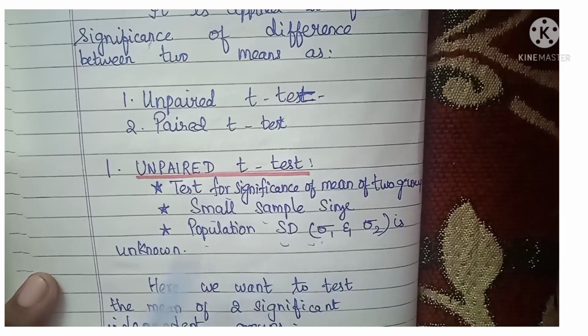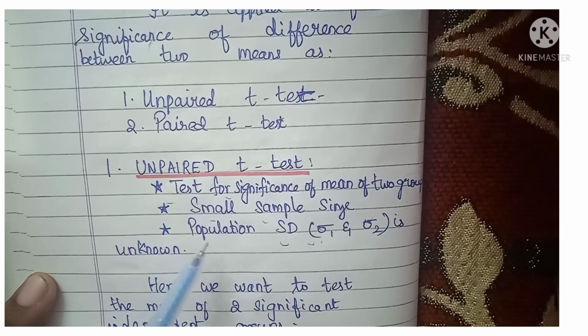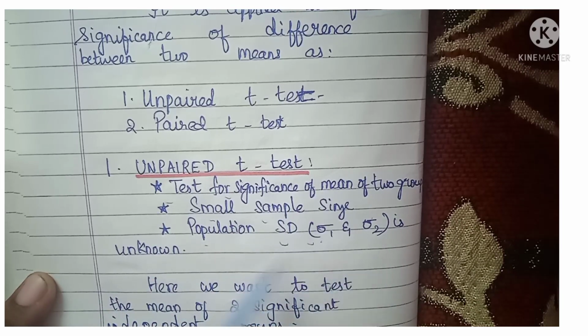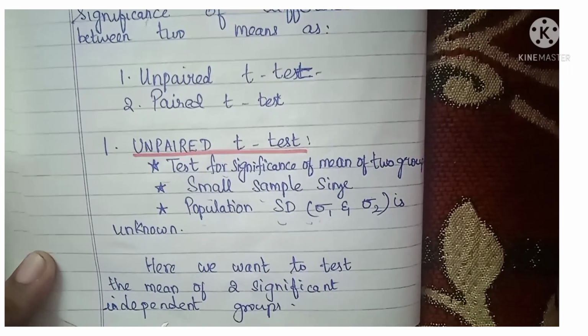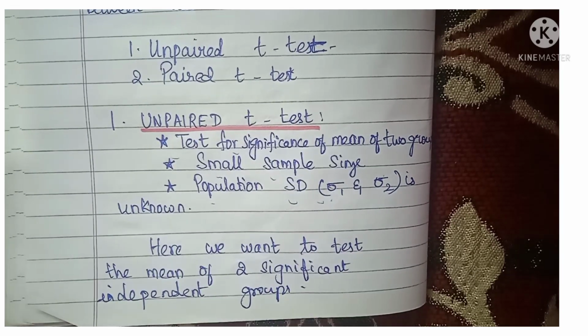So what is unpaired t-test? It will be testing the significance of mean of two independent groups, small sample size. Population standard deviation sigma 1 and sigma 2 is unknown. Here we want to test the mean of two independent groups.